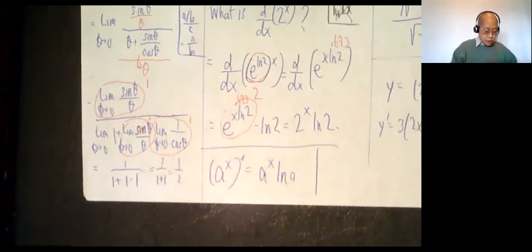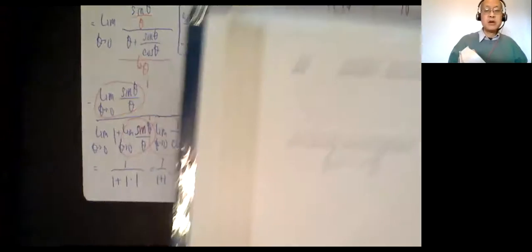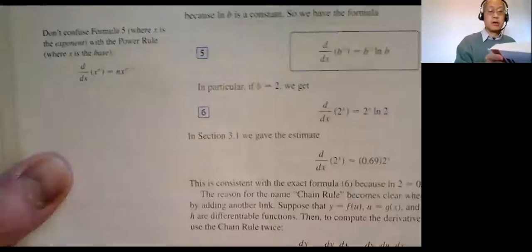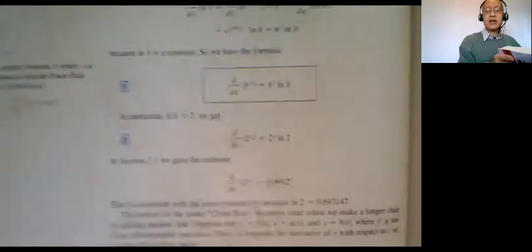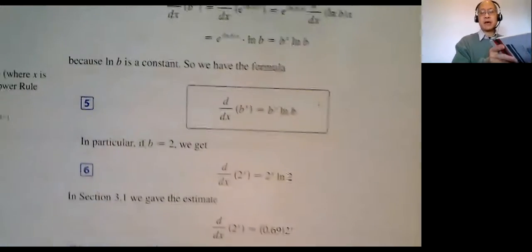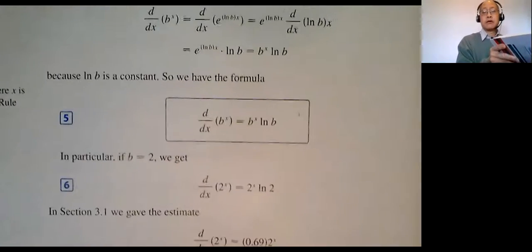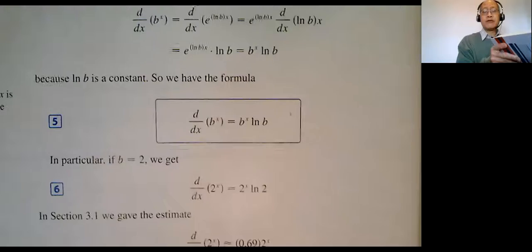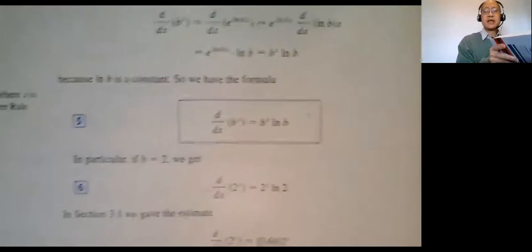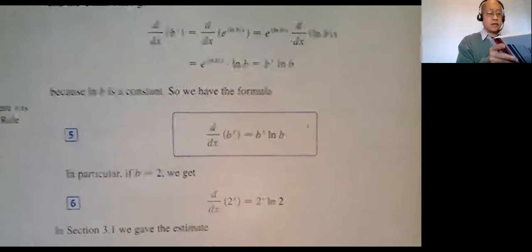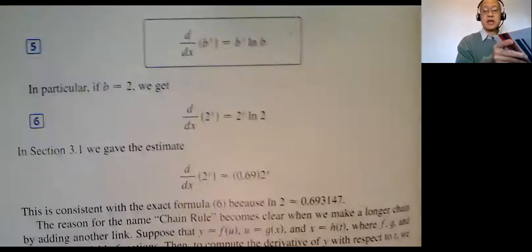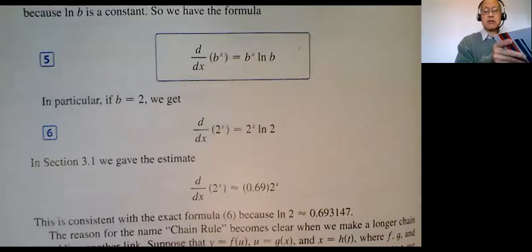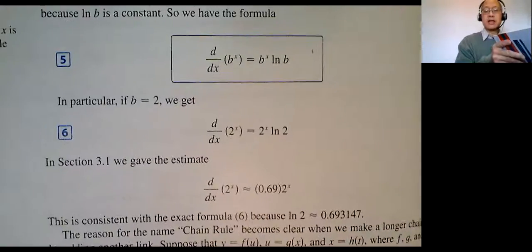Okay, and I'll go ahead and show that to you in the text now. On page 202, number 5 there. Well, they use the letter b. I guess that makes sense for base. Okay, so box 5, the derivative with respect to x of b to the x is b to the x ln b. Okay, so you can see they have 2 to the x also, right? Derivative of 2 to the x is 2 to the x ln 2.